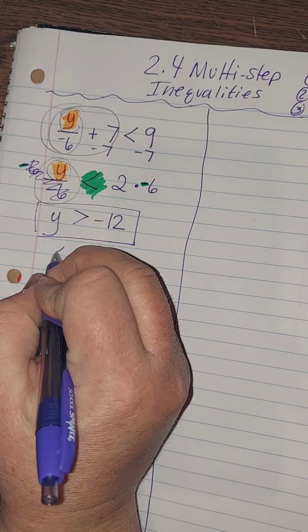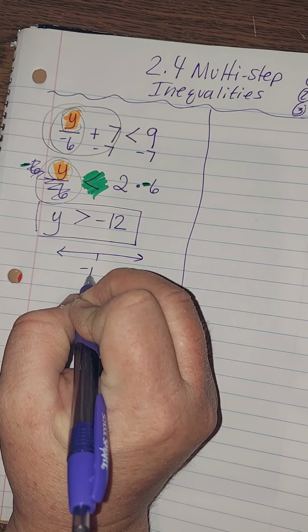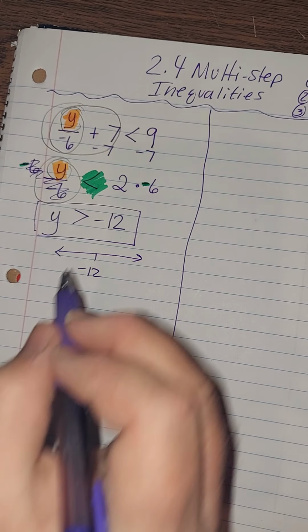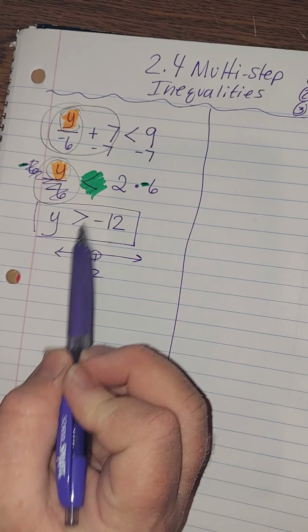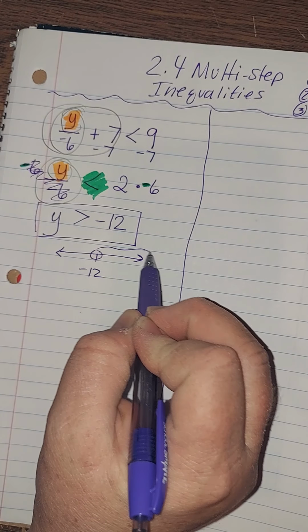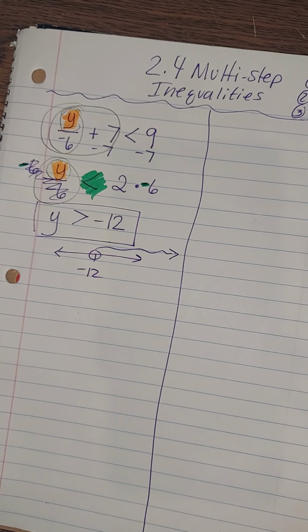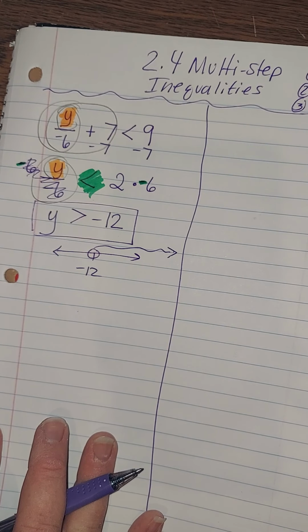Awesome. Don't forget to graph. -12, open or closed? Open. Read it. y is greater than. Greater is to the right. Okay? See, no big deal. You got this.